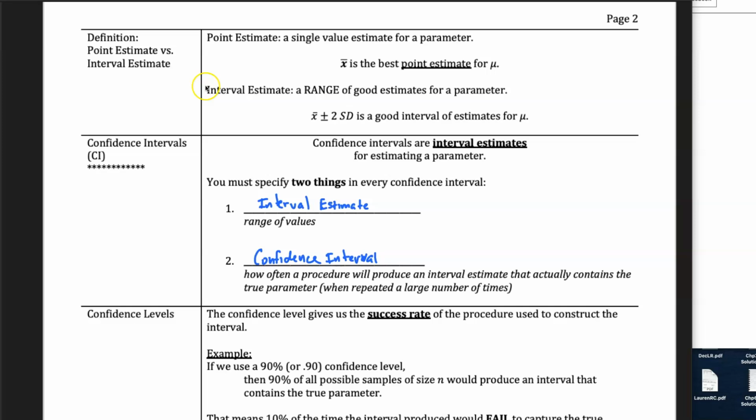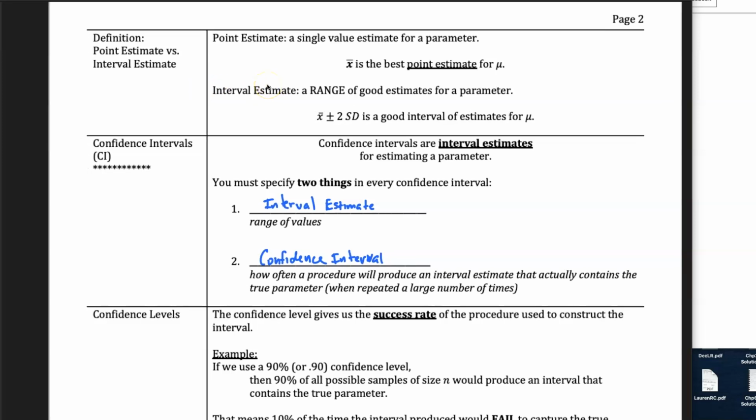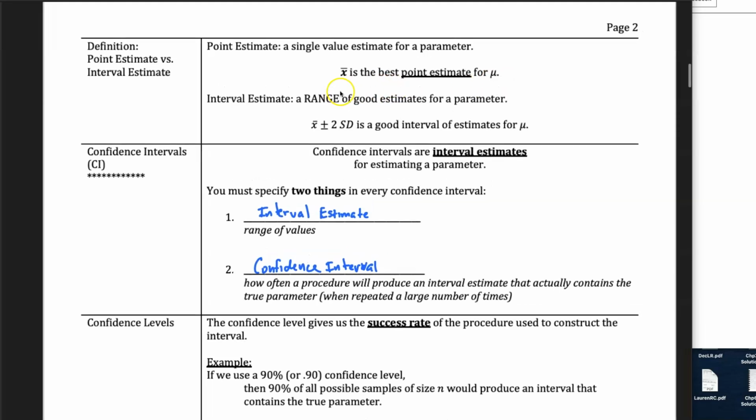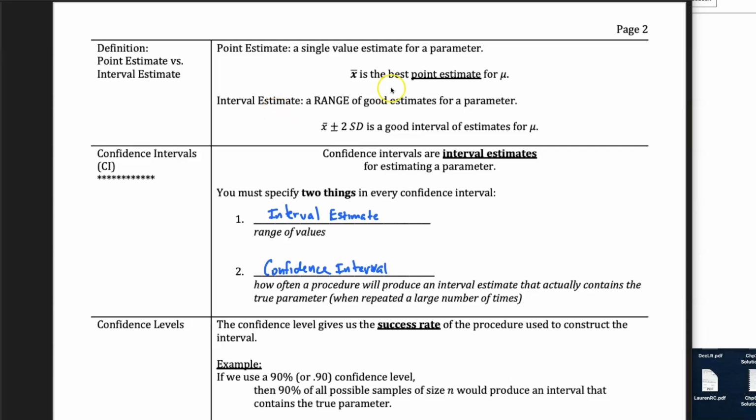And what we've been doing so far is pretty much doing point estimates, getting a single value to describe a population, right? Taking a sample, calculating a statistic, your point estimate, your X bar, for example, for the mu, the population mean, trying to estimate what the population mean is. That's what we've been doing.